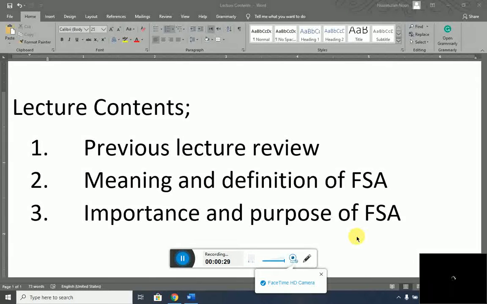In this first lecture of our subject, we'll have a short discussion on the previous lecture, and then we will mainly discuss the definition and meaning of financial statements analysis, and at the end we'll have a discussion on the importance and the purposes of financial statements analysis. So these three are going to be our today's lecture contents.